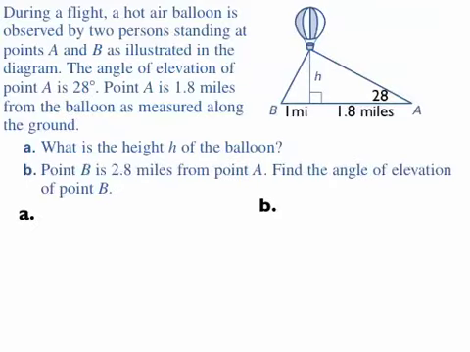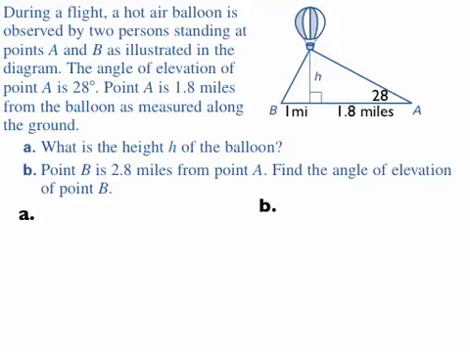This next example says, during a flight, a hot air balloon is observed by two persons standing at points A and B as illustrated in the diagram. The angle of elevation of point A is 28 degrees, which I've already marked on the picture. Point A is 1.8 miles from the balloon as measured along the ground. It asks, what is the height h of the balloon?